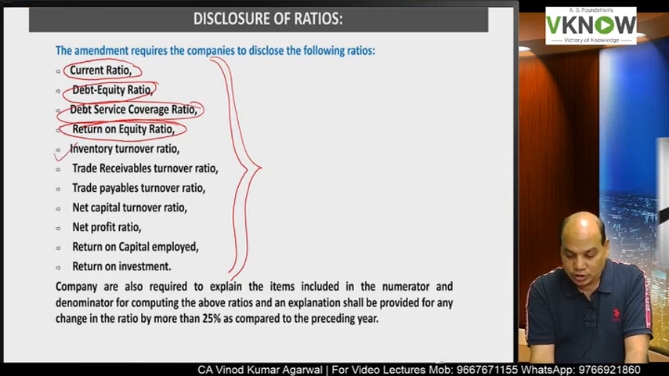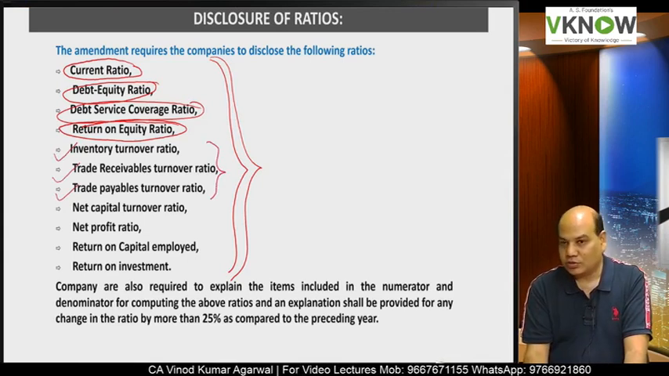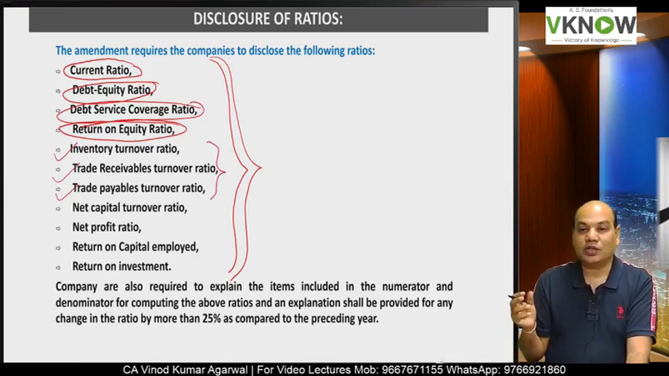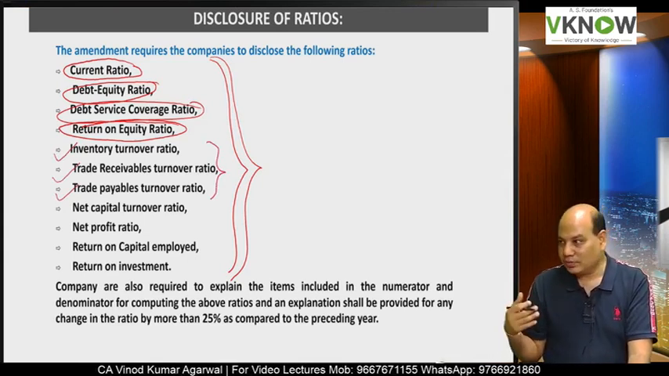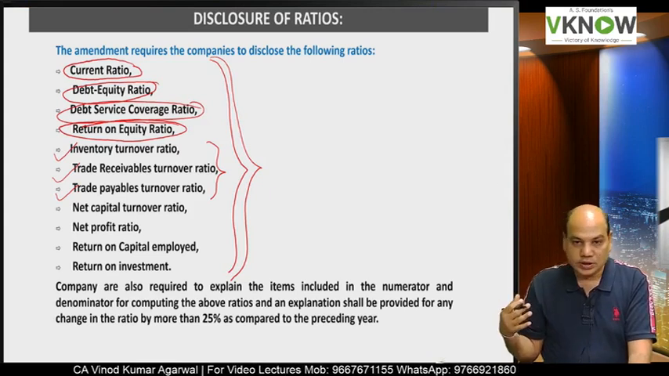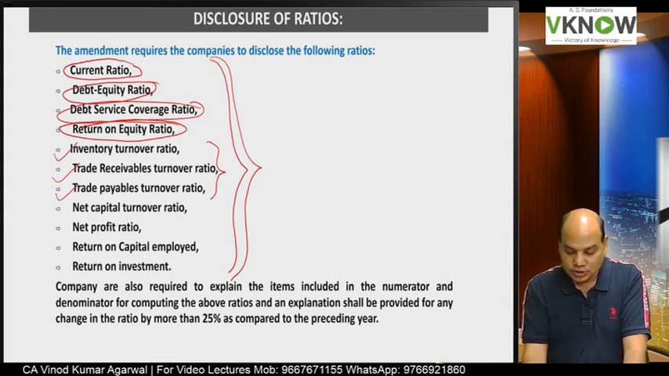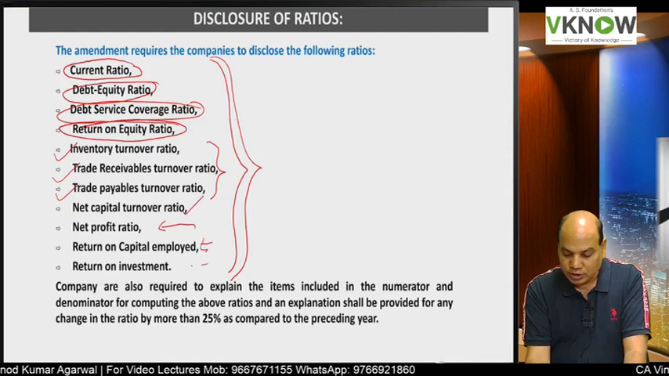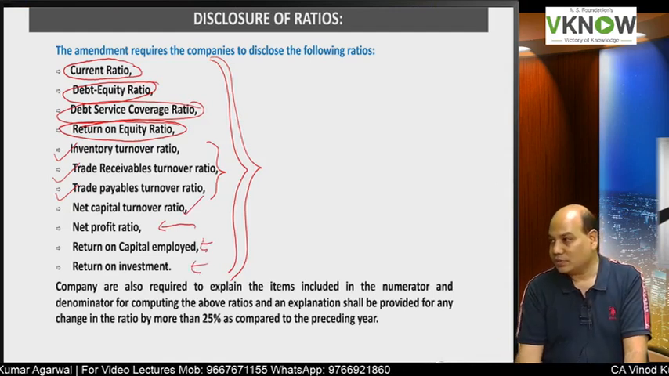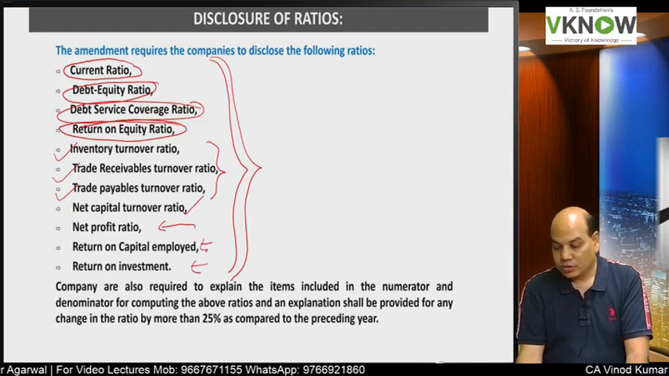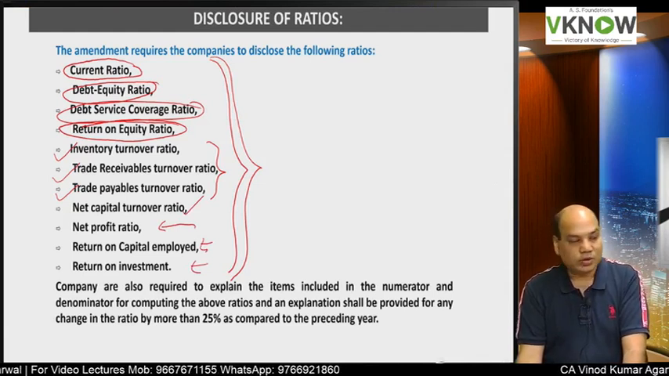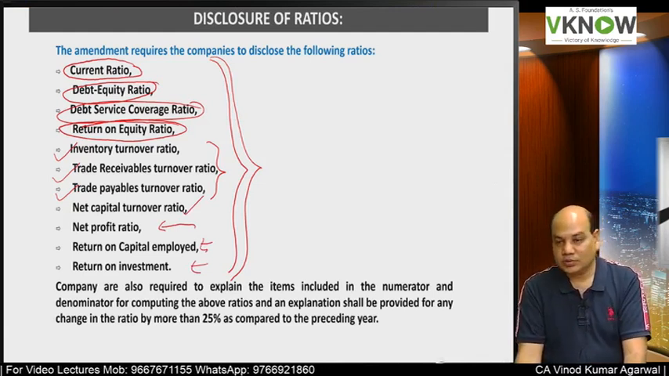The inventory turnover ratio and trade receivable ratio are working capital ratios. How the company is managing its working capital, what the liquidity is, what the utilization of the resources is, all this you get to know. Same thing for the turnover ratio. And the net profit ratio, return on capital, and return on investment show efficiency and performance. So all these ratios are required by the investors to take decisions whether to invest in a company or not.